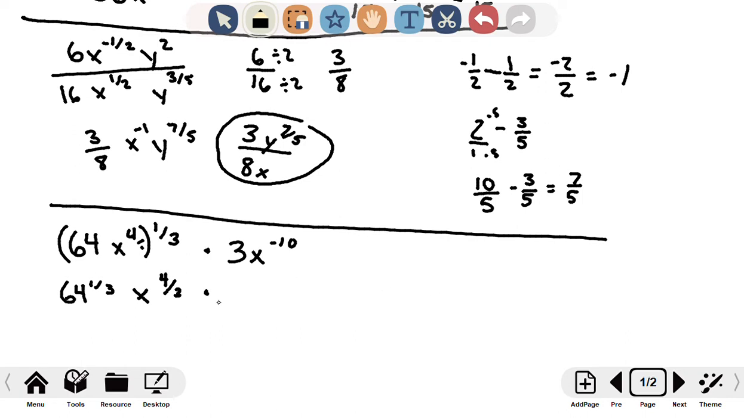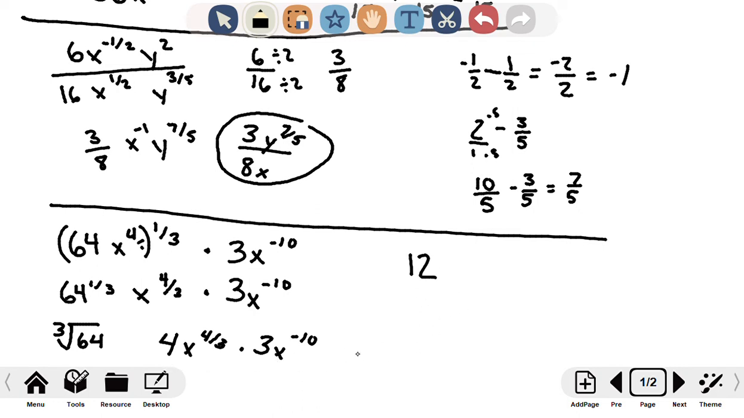Then we're going to multiply this by the 3x to the negative 10. Now, before I can do much else, I'm going to deal with this 64 to the 1/3 power. Remember that that's the same thing as a cube root on that 64, which we can look up on our table here of perfect cubes, because that is a perfect cube. That is just 4x to the 4/3 times 3x to the negative 10. Now the 4 and the 3 are just numbers, so we'll just multiply those. That's 12.